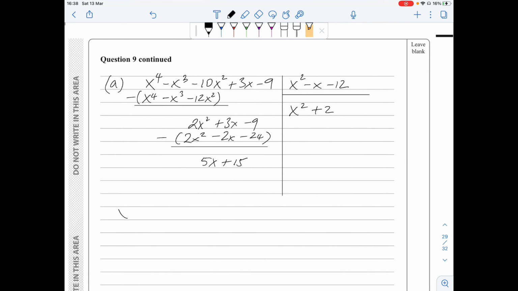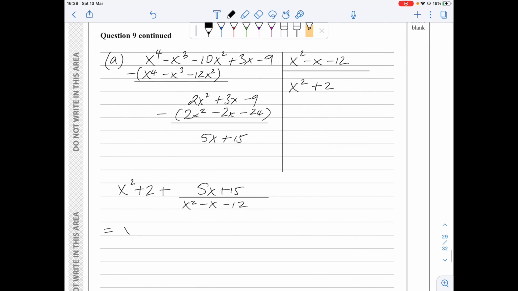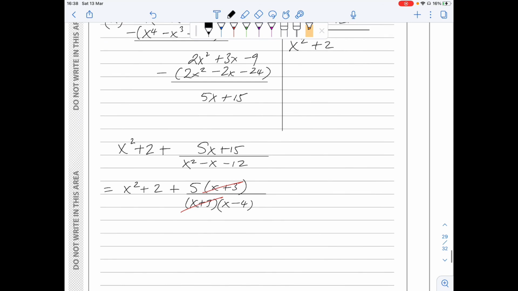So I can write my expression as x² + 2 + (5x + 15)/(x² - x - 12). I can factorize both the numerator and the denominator. I will get 5(x + 3) in the numerator, (x + 3)(x - 4) in the denominator. I can cancel out the x + 3 and I'll be left with x² + 2 + 5/(x - 4).